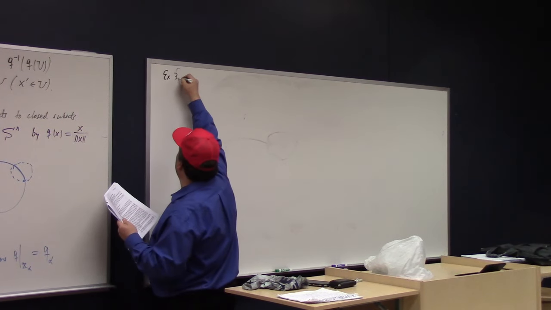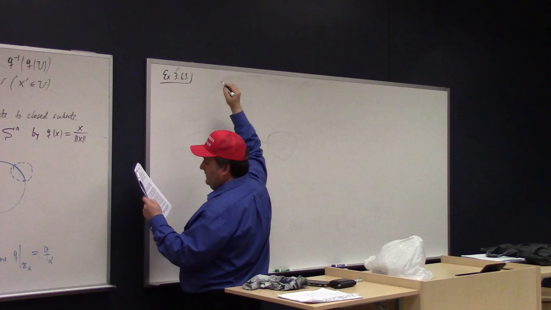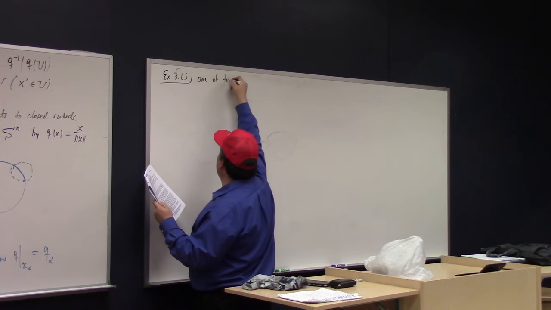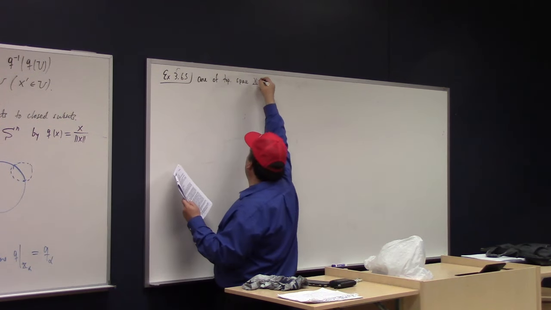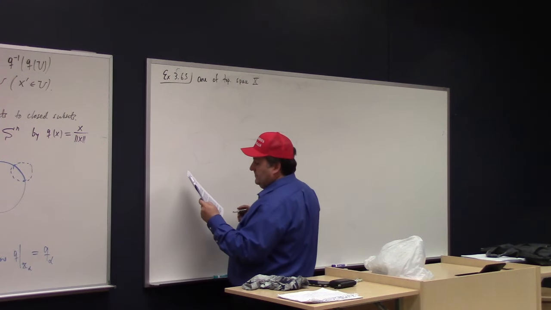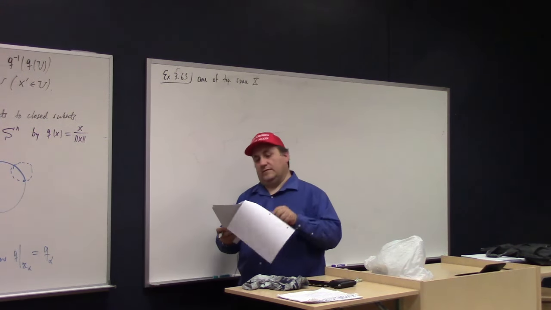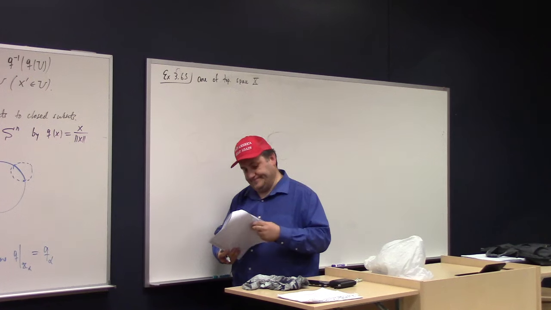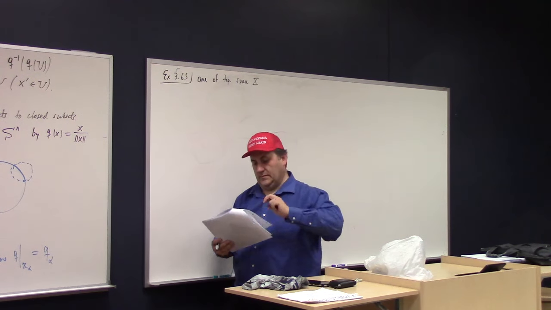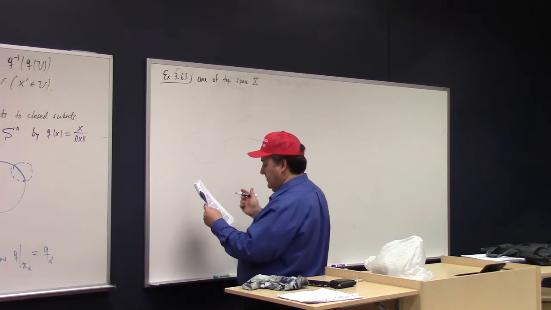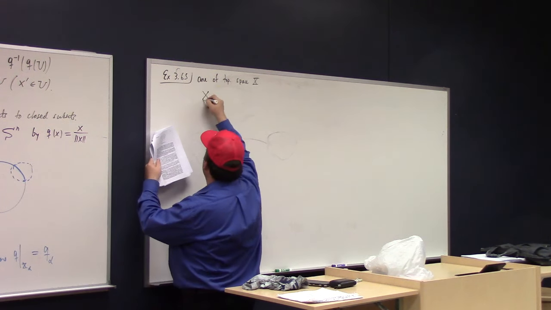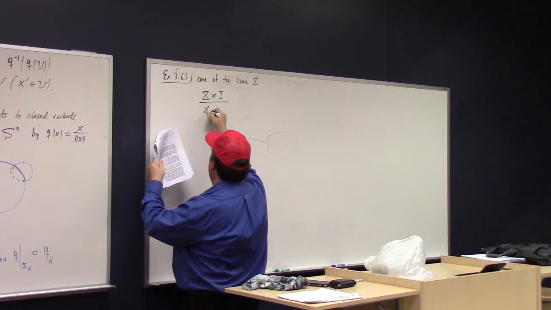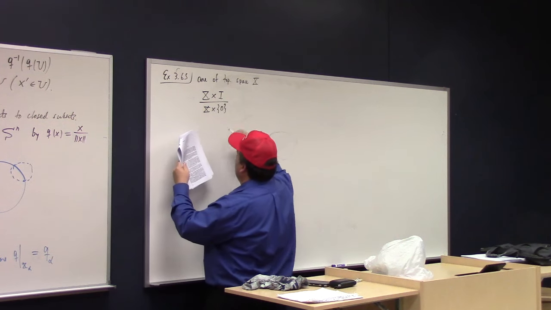So example 3.65, if we look at the cone of a topological space X, right? And I guess we should probably remind ourselves what that was. So that was X cross I mod X cross the 0, right? This is the cone of X.